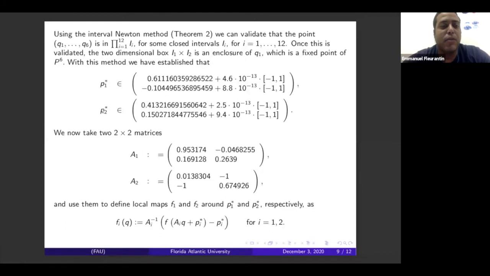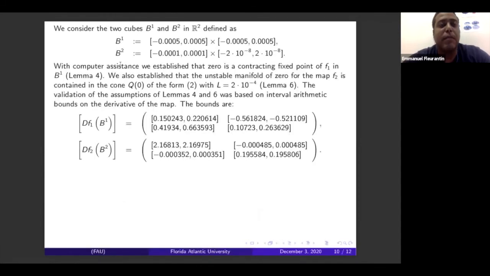And then we pick two matrices A1 and A2. First we have to shift P1 star and P2 star to 0 in their local coordinates, right? Then we pick F1 and F2, which are local maps around P1 star and P2 star respectively. And A1 and A2, we pick them such that they put the derivative of F1 and F2 at 0 in approximate Jordan form. And then this is how we define the local map.